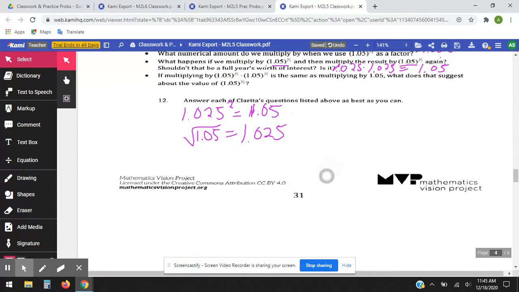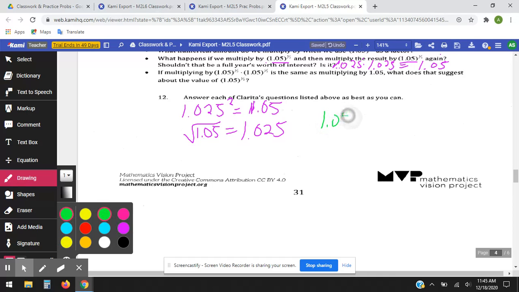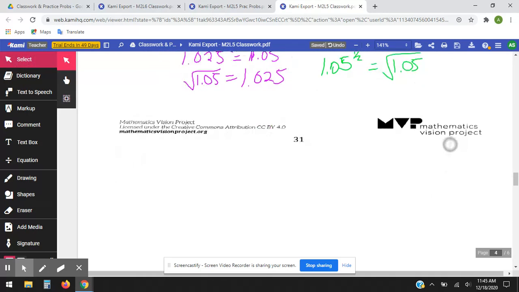So we can conclude from this that our big takeaway is 1.05 to the 1/2 is the same thing as the square root of 1.05. Same answer, so different ways of writing the same thing. Keep this in mind as we move forward.